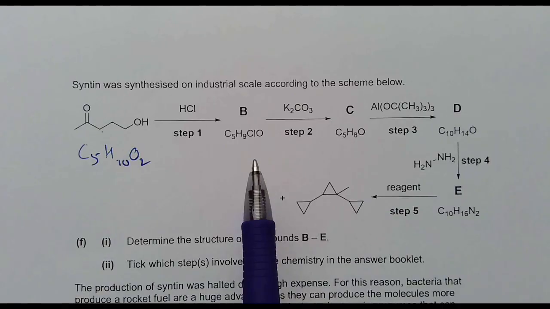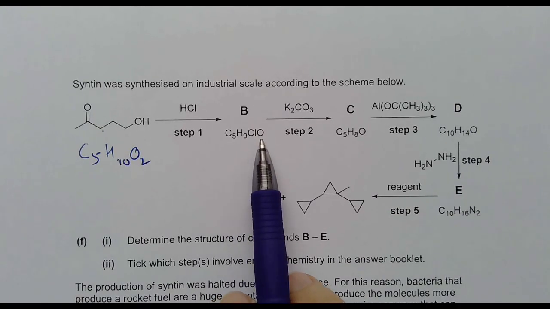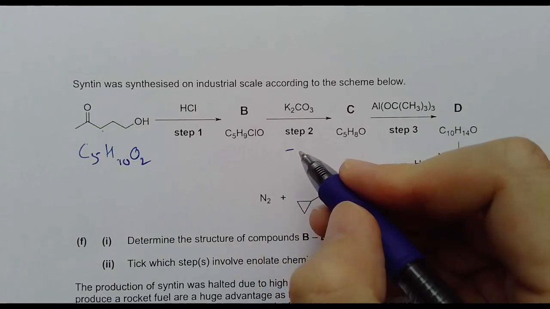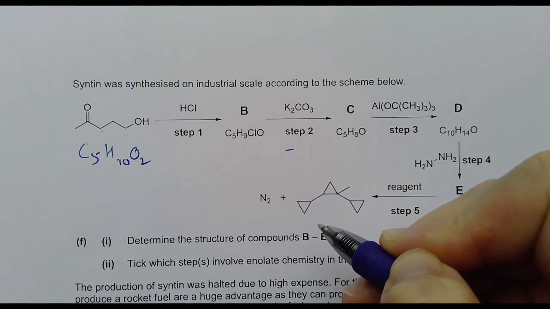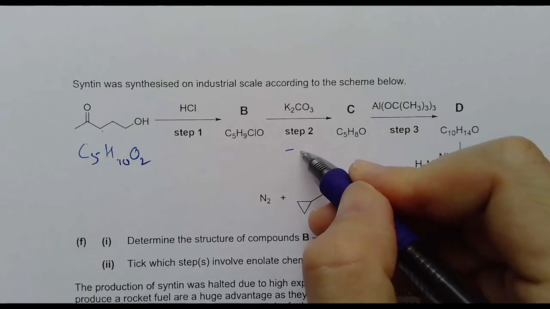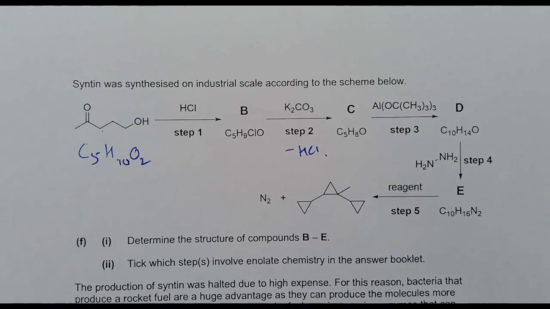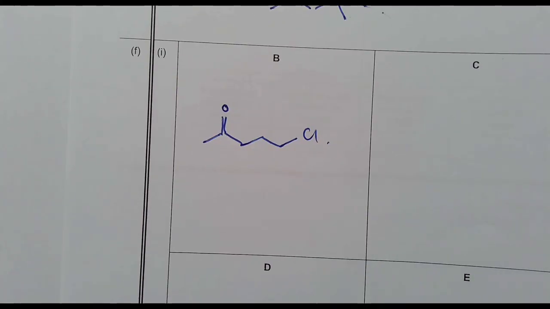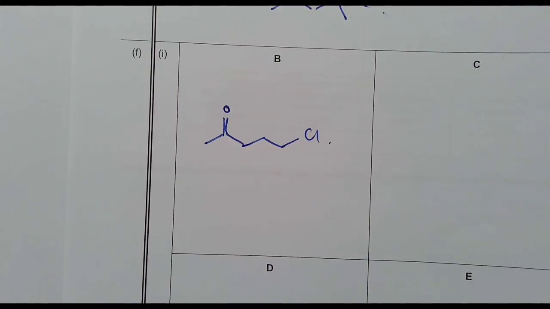Then C. So what's happened here? I've gone from C5H9ClO to C5H8O. So I've got rid of an HCl. Okay. So if we look at this, how are we going to get rid of an HCl from here?